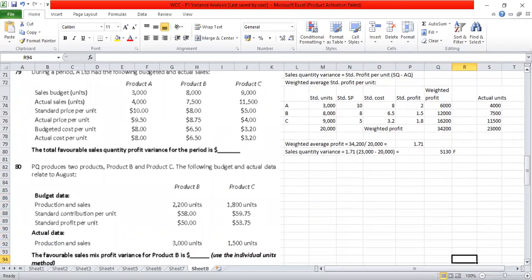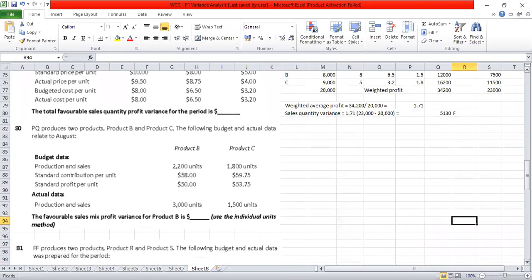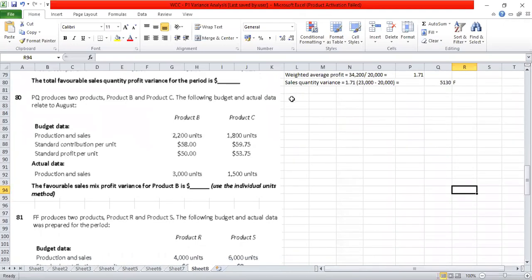So question number 80 is asking us to calculate what the sales mix profit variance for product B is. The details given are: PQ produces two products, product B and product C. The following budget and actual data relate to August. The budgeted data is given: production and sales of product B is 2,200 units, product C is 1,800. Two different products are sold.